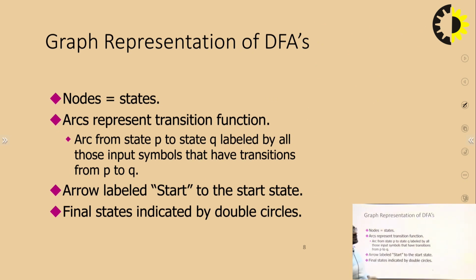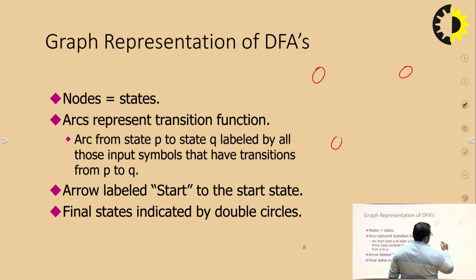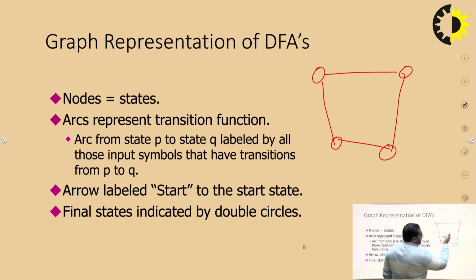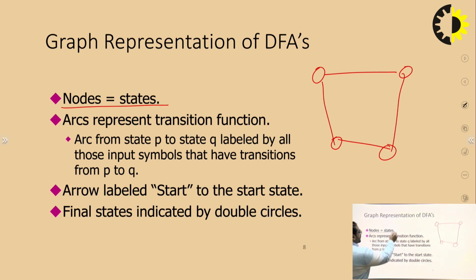So the graph representation of a DFA. The graph is similar to other graphs you already know, like in data structures or in design and analysis of algorithms. A graph basically has 2 things. First is the node, and next is the connection edges, the arcs, we can say. These arcs are directed, the graph is always directed, and the nodes represent the states. So nodes represent the states and arcs represent the transition functions.